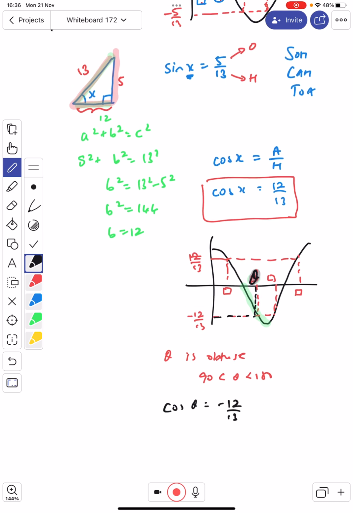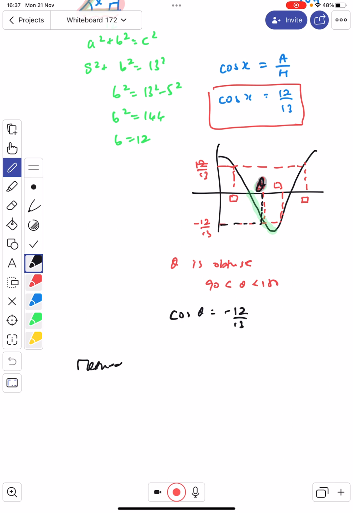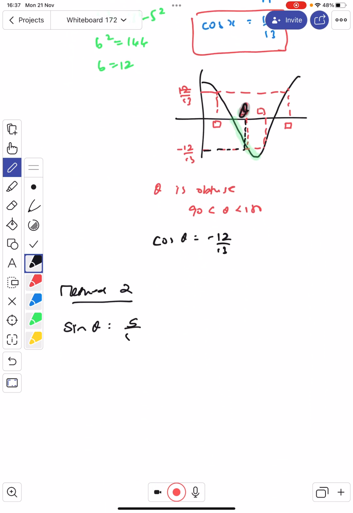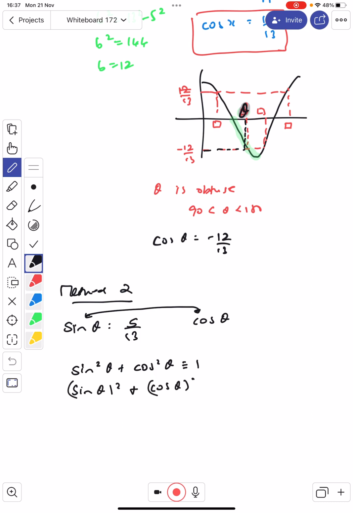Okay? Right, method number two. So method number two is using the identities. The question told us that sine of theta equals 5/13, and we're trying to find cos of theta. So we know there's a connection between cos and sine. That connection is determined by the identities. Sine squared theta plus cos squared theta equals 1. Sine squared theta is the same as sine theta all squared. Cos squared theta is the same as cos theta all squared.